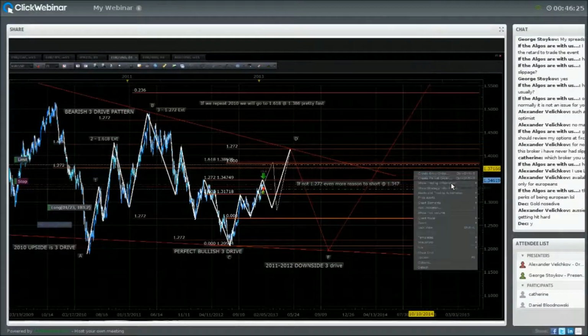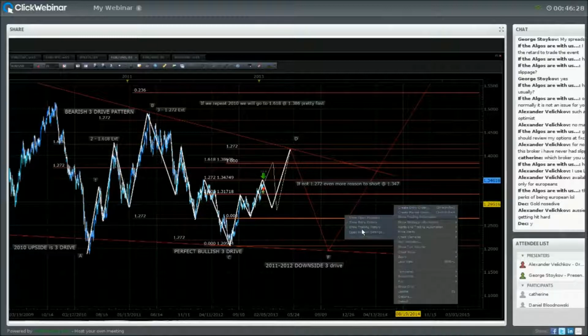Now, I know a lot of people don't want to believe this, but the signs are all here. Let me just remove my current position so you can see it a bit clearer.